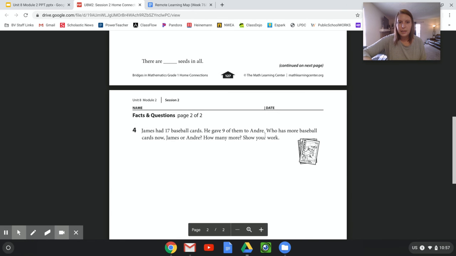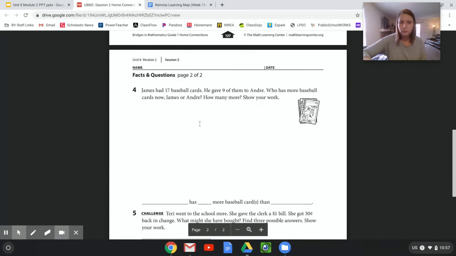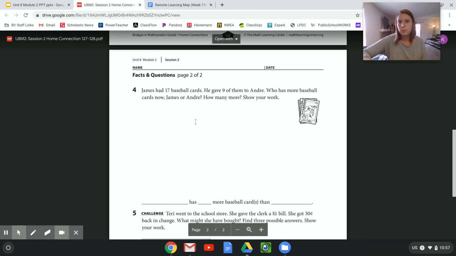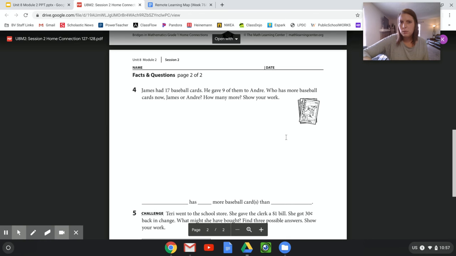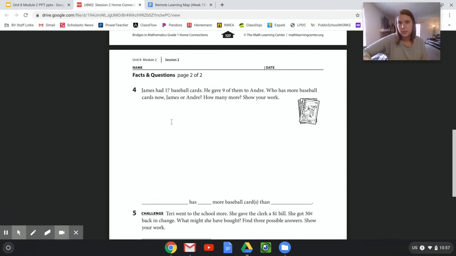Okay, and then on the second page, number 4, this one's not about ants, it's a little different. James had 17 baseball cards. He gave 9 of them to Andre. Who has more baseball cards now, James or Andre? How many more? So this one's a little bit more complicated because you need to do a couple things to find your answer.